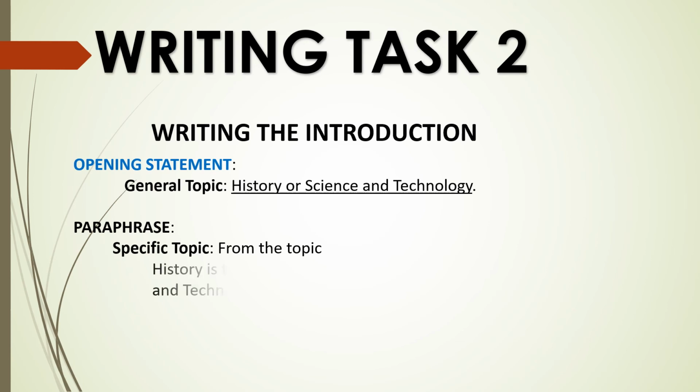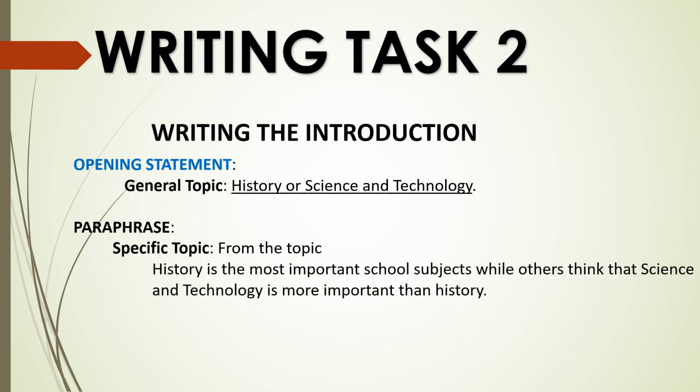After that, we have to paraphrase the topic here. The topic here is the essay topic, right? It says here, some think history is the most important school subject, while others think that science and technology is more important than history. So we have to paraphrase this. In paraphrasing, again, we can use synonyms, change the function of the word, or restructure the sentence.